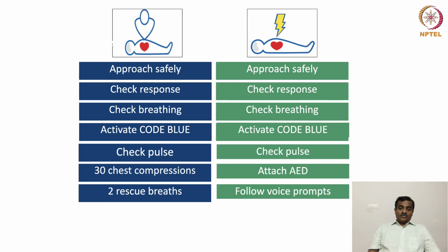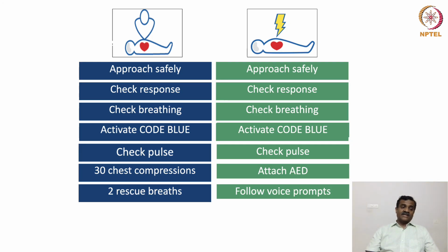So there are 2 sets of BLS here. The only difference is AED incorporated in it or AED not incorporated in it. So we are looking at approach safety, which is the same in both. Checking for response, checking for breathing, activating code blue or the emergency medical system, and checking pulse are the same. So as you start CPR, you continue. If you don't have the machine, you continue CPR till the ambulance arrives, till help arrives, or the patient shows signs of life, meaning he's breathing and he's pushing you away.